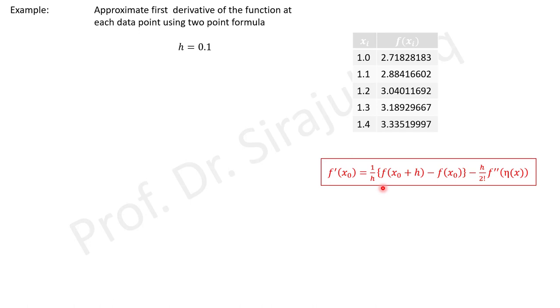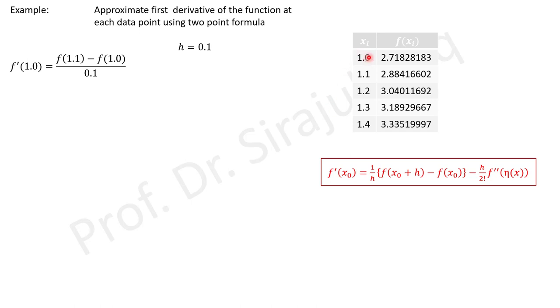Remember, in this formula, x naught is the point at which you are computing the derivative of the function. When you are computing the derivative at 1, x naught is 1. When you are computing the derivative at 1.1, x naught is 1.1. When you are computing the derivative at 1.2, x naught is 1.2, and so on. So let's see.